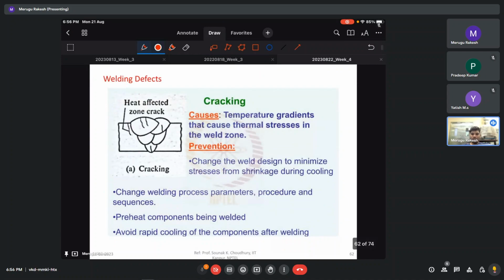So let us see the last topic in this series, that is welding defects. The first defect is the cracking defect. So this is a welding crack that has occurred. Basically, it is due to the mismatch and the residual stresses that are generated in the crack. The prevention is to change the weld design to minimize the stresses from shrinkage, or preheat the weld joints before performing the joining process, and avoid rapid cooling of the components after welding.